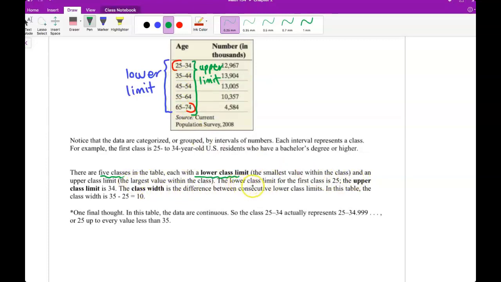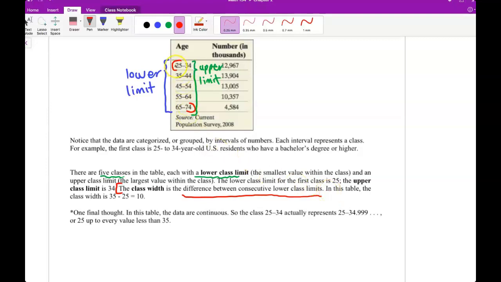And so the lower class limit for the first class is 25. Here is 25, and the upper class limit is 34. The class width is the difference between consecutive lower class limits.